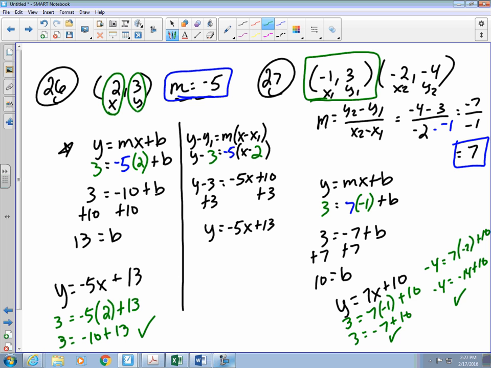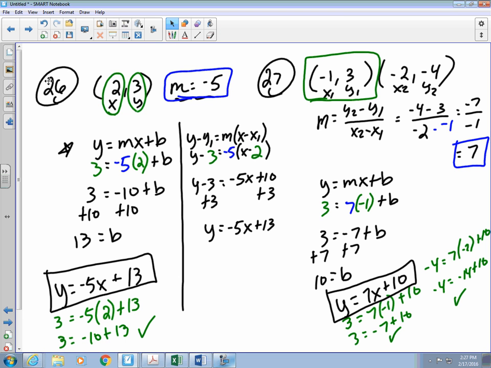So you can always take the ordered pairs, plug them into your final answer, and see if it works. But let me just emphasize, the final answer is the function. That's what it asks for: find the function that is being modeled.